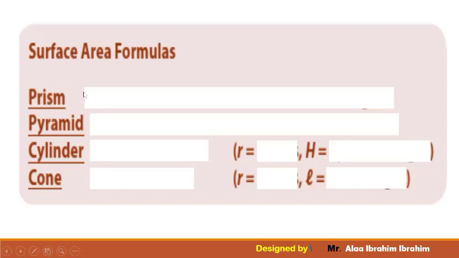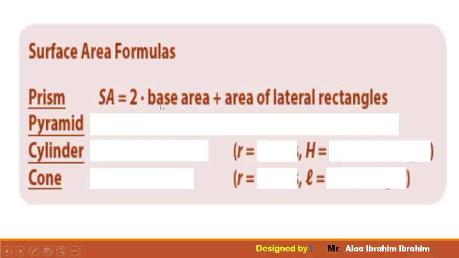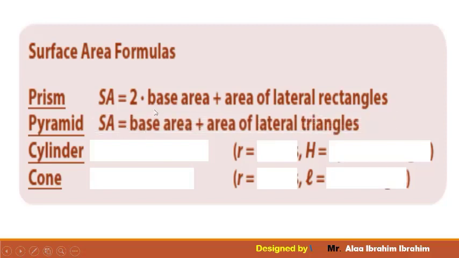So 2 times the area of base. So 2 times base area, remember the difference, 2 times base area plus area of lateral rectangles. But here the pyramid has one base, so the surface area looks like this one, but the difference here is no 2, because I have just one base.